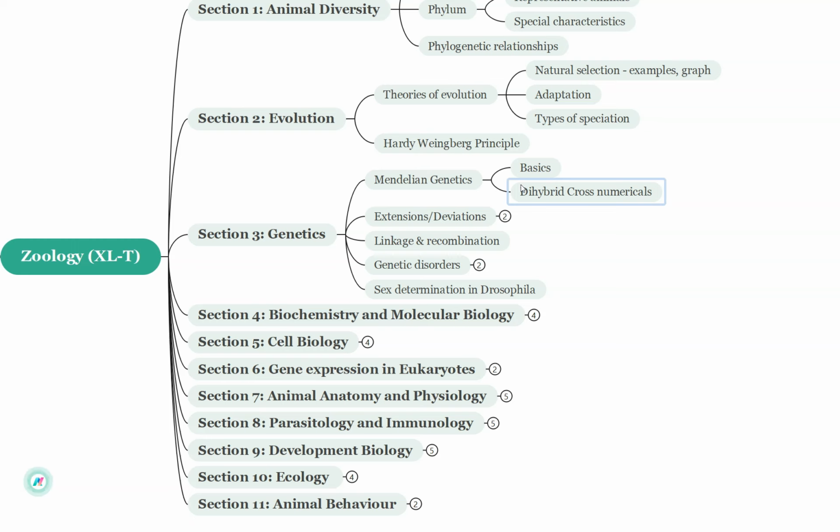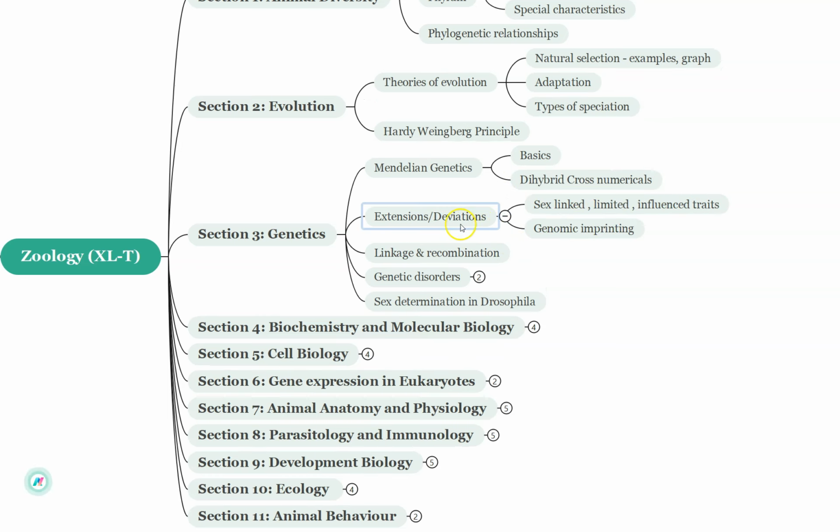What is incomplete dominance, codominance, multiple alleles? Then gene interaction ratios, these all will come for match the following. Then extensions and deviations, what are the examples of sex-linked traits, sex-limited traits and sex-influenced traits. Then genomic imprinting, from linkage and recombination 3-point cross, gene order determination and mapping have to be studied.